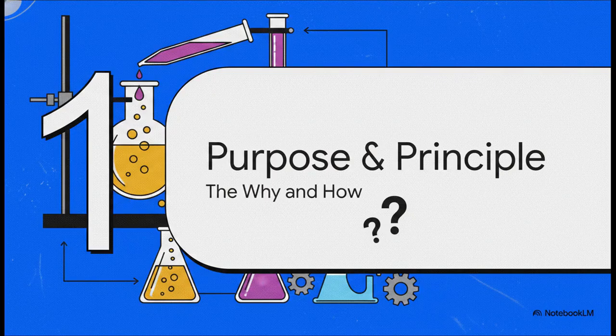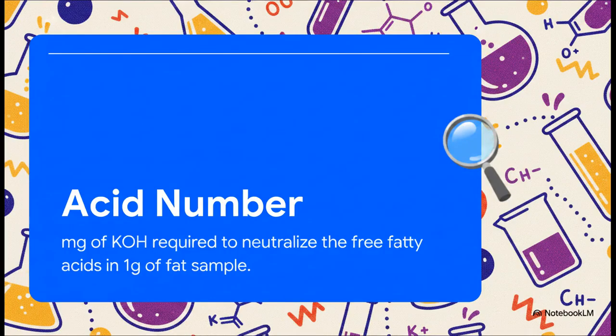Okay, jumping right into part one, the purpose and principle. The whole aim of our experiment here is to determine something called the acid number. And this brilliantly illustrates the chemistry behind food spoilage. As fats break down, the molecules actually separate, releasing what we call free fatty acids, or FFAs. The principle is pretty simple. We just want to measure exactly how many of these free fatty acids are floating around in our oil.